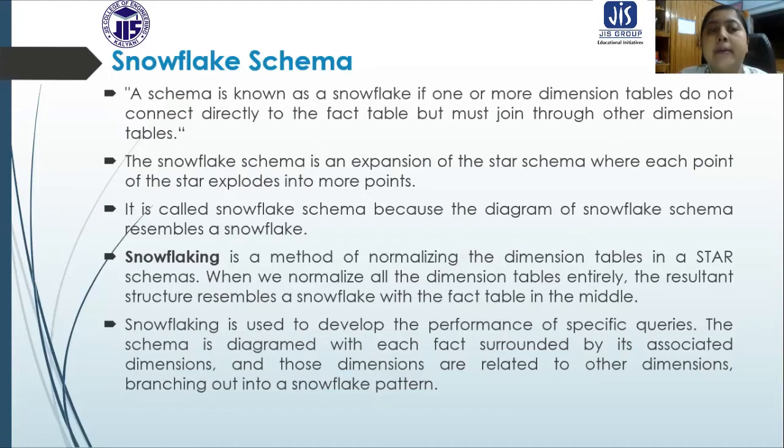So every dimension table of the star schema is directly connected with the fact table. But in this case, it is possible that some dimensions are not directly connected to the fact table. They are connected with other dimensions, which are connected to the fact table. That means all dimensions are connected to the fact table, but an indirect connection is also possible.